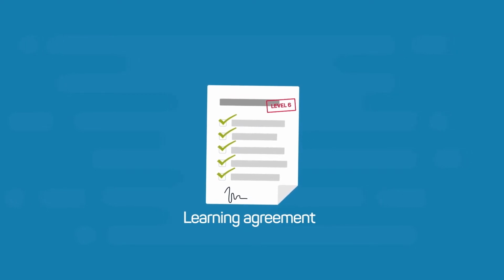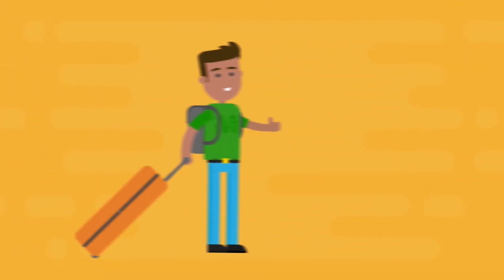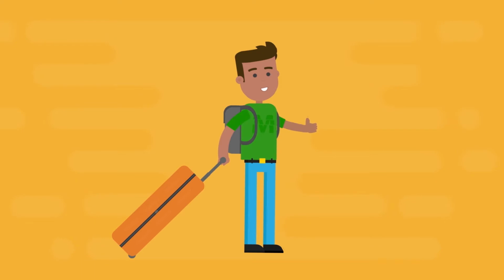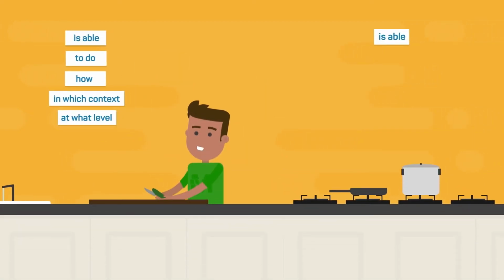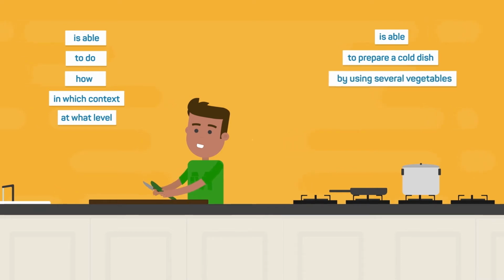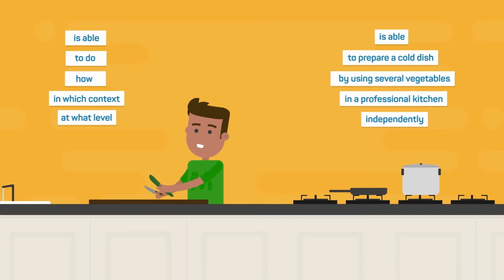Signing a learning agreement. Ensuring individual students are aware of all aspects relating to their forthcoming mobility period. We would like to show you an example of a learning outcome. The student shows what he is able to do, how, in which context, and at what level. Gus is able to prepare a cold dish by using several vegetables in a professional kitchen independently.